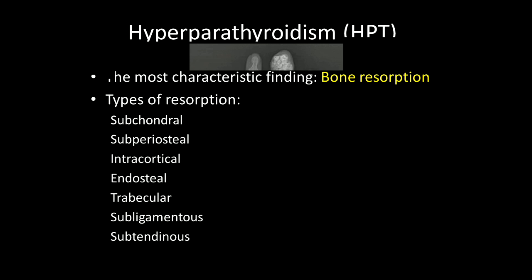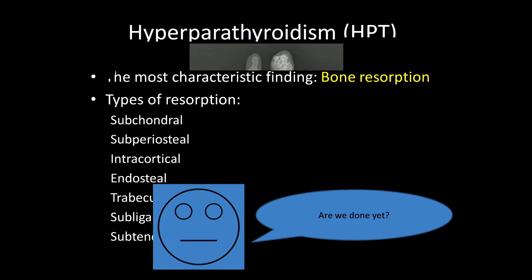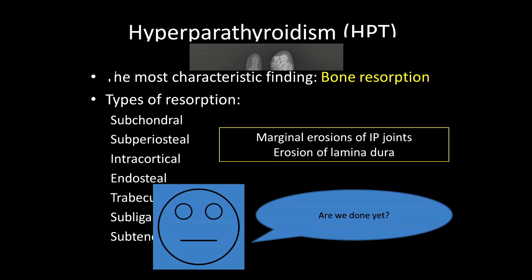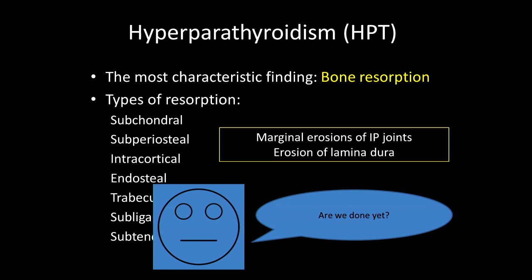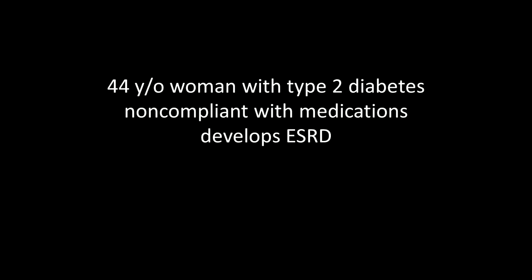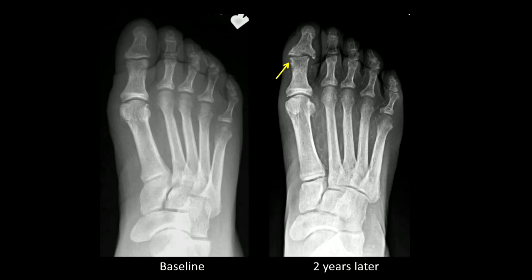So that's the story on bone resorption with hyperparathyroidism. A lot of different compartments involved, and you may be asking yourself, are we done yet? Well, there are two other compartments of bone to talk about. One is the marginal erosions that occur at the interphalangeal joints, and the second is the erosion of the lamina dura of the mandible. So this is a 44-year-old woman with type 2 diabetes who was unfortunately non-compliant and developed end-stage renal disease. Her baseline radiograph is shown on the left. Her radiograph two years later is shown on the right.